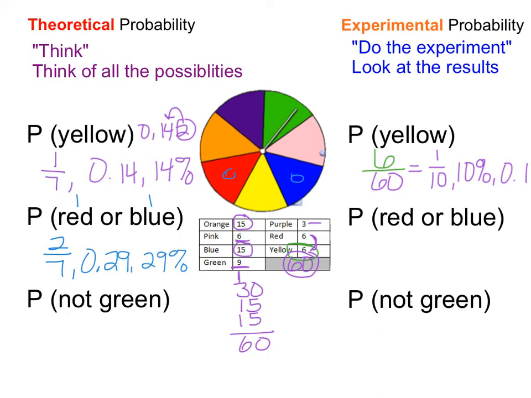Now, if I go over here, I'm finding out that I want red. How many times did I get red? I got it 6 times. And the blue, I got 15 times. So, 15 plus the 6. Remember, or means all together. That means I got red or blue 21 out of the 60 times that I did the experiment. So now I'll take 21 and divide by 60. And I get 0.35, or 35%.